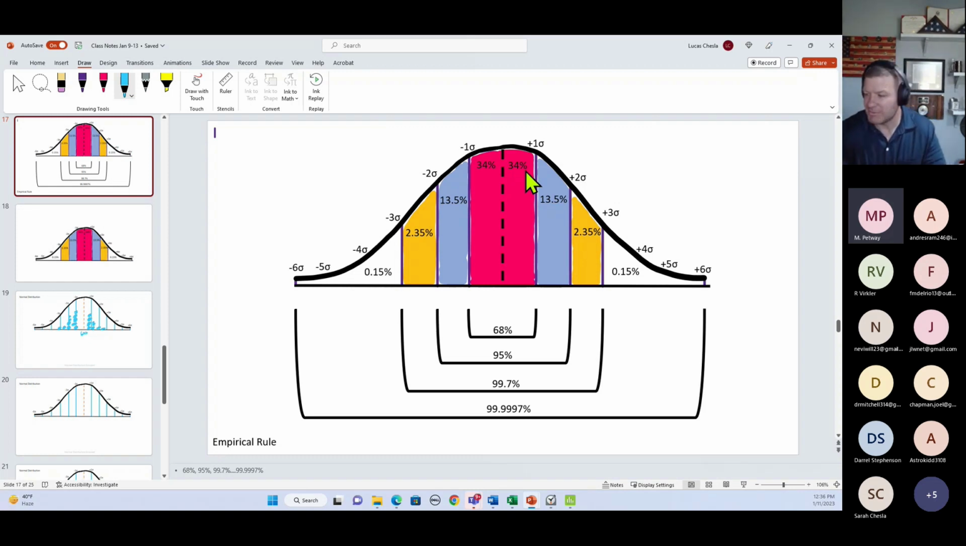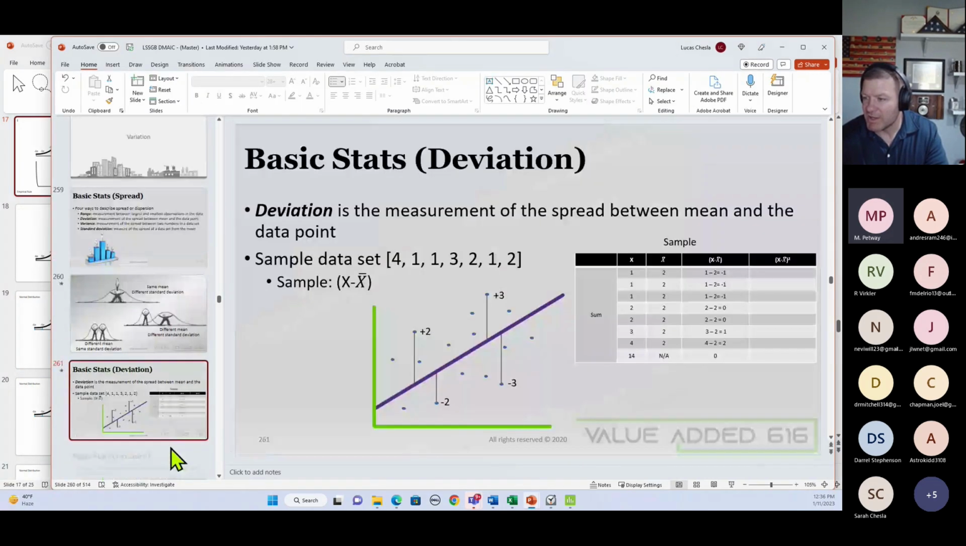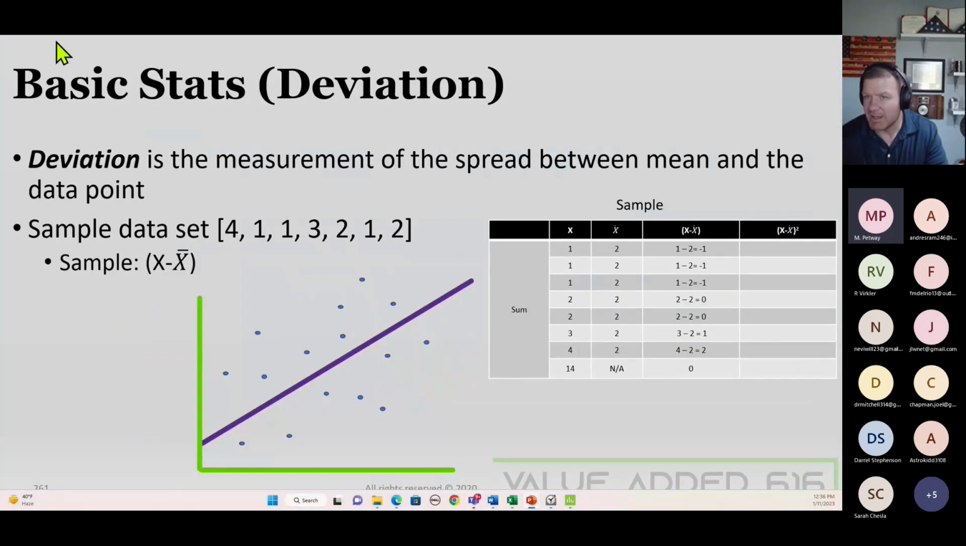Actually, let me go through the calculation first. We're going to walk our way through an example on the slides first, and then I'll take you back to the data. I think it'll make more sense that way. It always does. So before we get to that empirical rule, let's talk about variation. How do we measure variation?